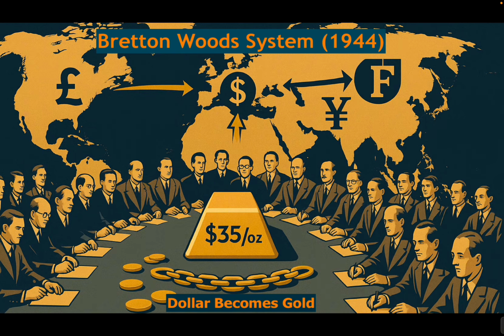By 1944, the world was rebuilding from the ruins of war. 44 nations gathered in Bretton Woods, New Hampshire, to design a system that would never collapse again. The solution was ingenious. Peg all major currencies to the US dollar and peg the dollar to gold. At $35 per ounce, the dollar became as good as gold. The United States could do this because it held nearly 70% of the world's gold reserves, most of it shipped from Europe during World War II for safety and supplies.